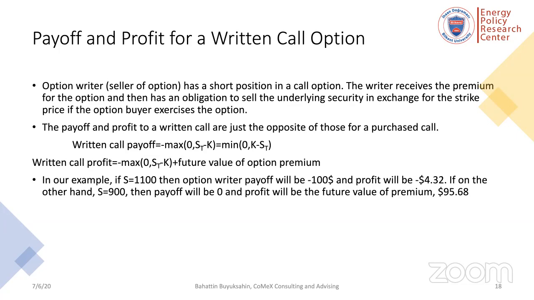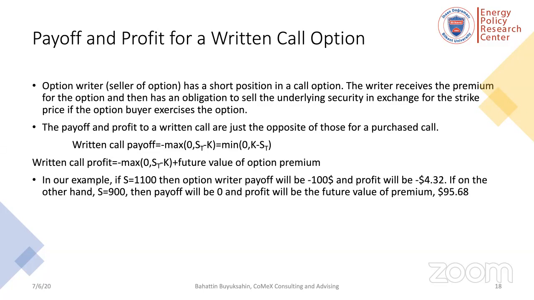Let's look at the option seller side. We have the option buyer who has the right to buy the contract. And then, of course, there is always a counterparty who is writing this option, what we call a written option. The option writer, basically the seller of the option, has a short position in a call option. The writer receives the premium for the option, then has an obligation to sell the underlying security in exchange for the strike price if the option buyer exercises the option.